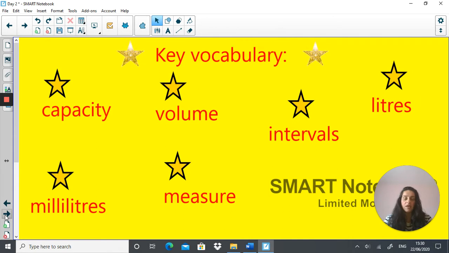So here's our key vocabulary: capacity, volume, intervals, litres, millilitres, and measure. You were introduced to these words yesterday, so they should be familiar to you. If you're still not quite sure what some of them mean or how to use them, don't worry. We're looking at them in more detail today, and we will be using them for the rest of the week.